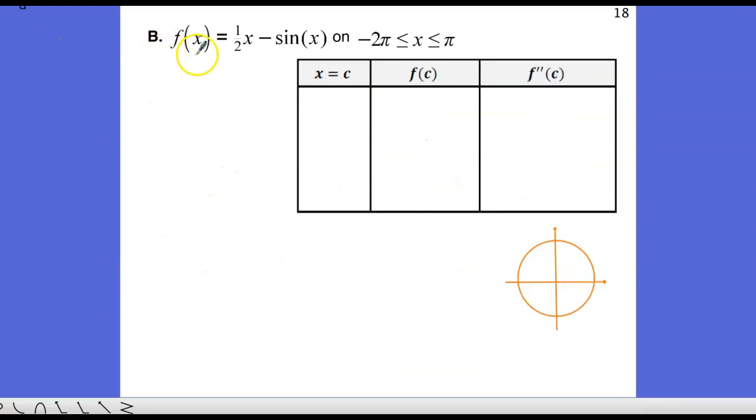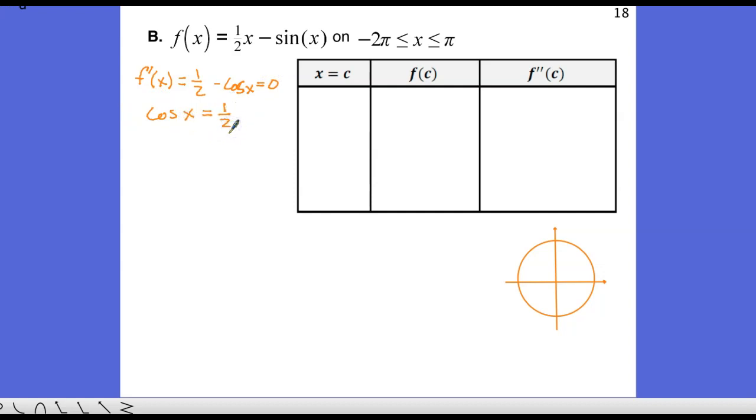In part B, we have f of x equals 1/2 x minus sine x on the closed interval from -2 pi to pi. Let's go ahead and take the first derivative so that we can find our critical values. So f prime of x is equal to 1/2 minus cosine x, since the derivative of sine is cosine. And we'll set that equal to 0. And so that means that cosine x is equal to 1/2.